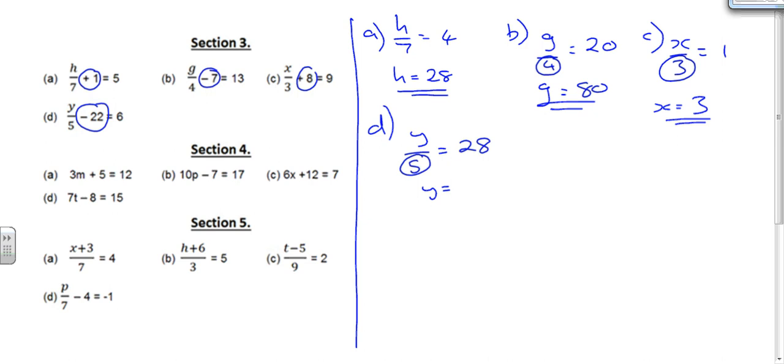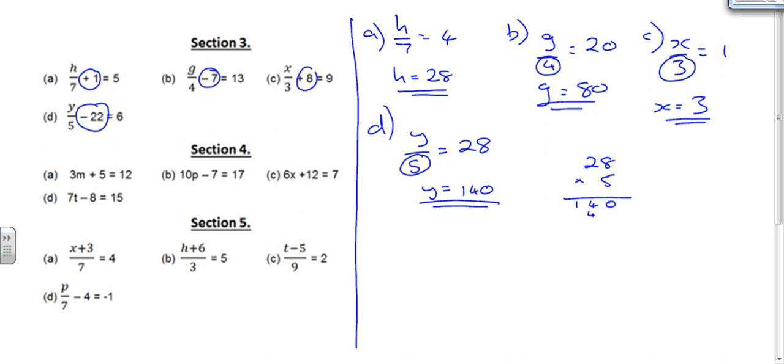Again, if you want to do 28 times by 5 and do it this way, 5 lots of 8 is 40. So that's a 0, carry the 4. 5 lots of 2 is 10, plus 4 is 14. So it's 140. Or you might have done it a different way. But if you can try and do it without a calculator, it does really help with your mental maths.